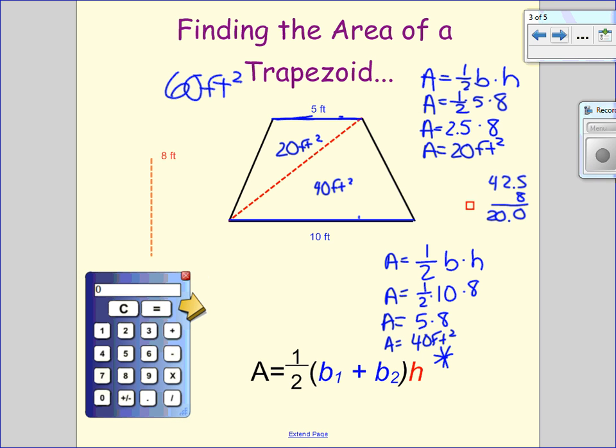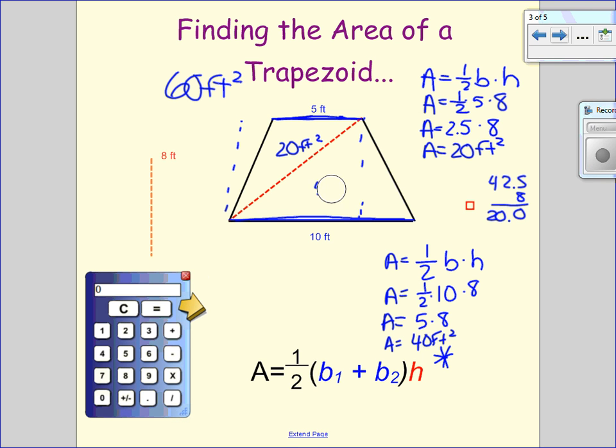So what mathematicians figured out is how can we consolidate the 1/2 base times height and follow what we need for a trapezoid. And that's how they got 1/2 of base 1 plus base 2, because if we just add these up, we're combining them, and then times it by the height, because the height is the same for both triangles. And that's why this works. So when we follow this formula, we should also get 60 square feet.